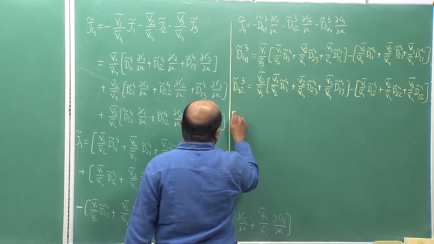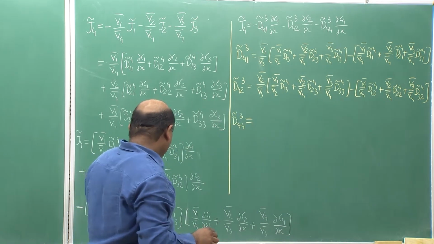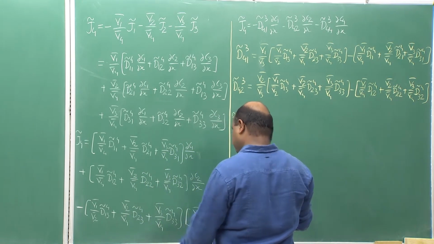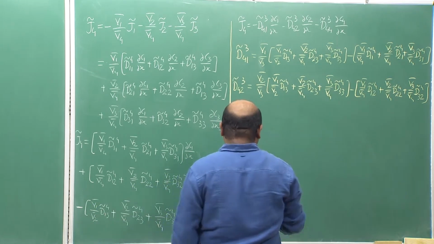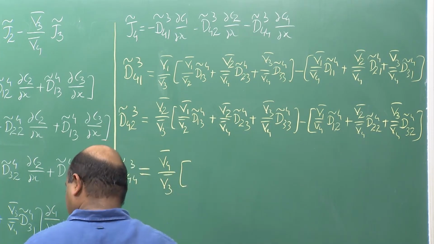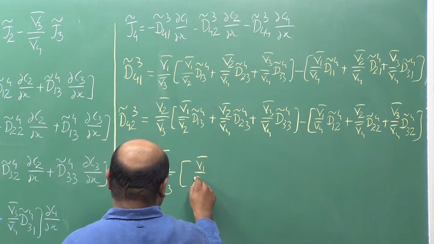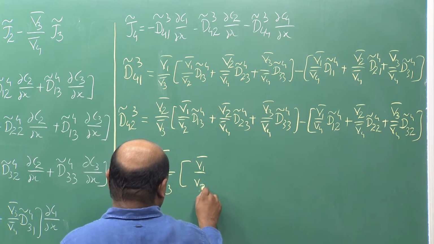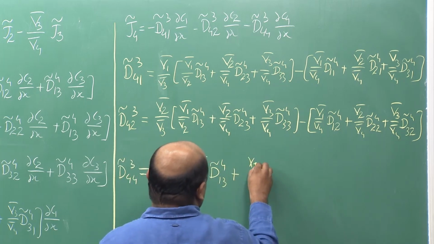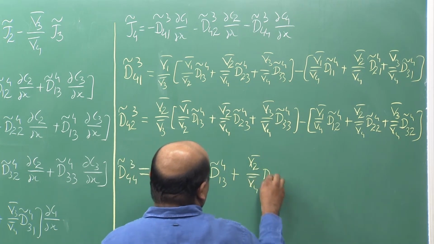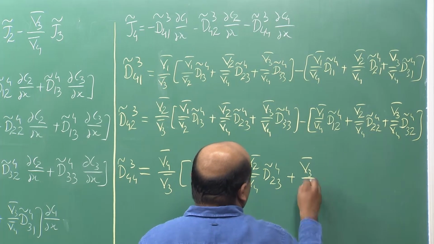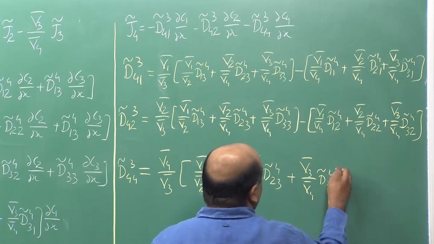And D44 tilde 3. There is only one term in ∂C4/∂x, so should be equal to, and there is a negative sign here, V4 bar over V3 bar times V1 bar over V2 bar D13 tilde 4 plus V2 bar over V4 bar D23 tilde 4 plus V3 bar over V4 bar D33 tilde 4.